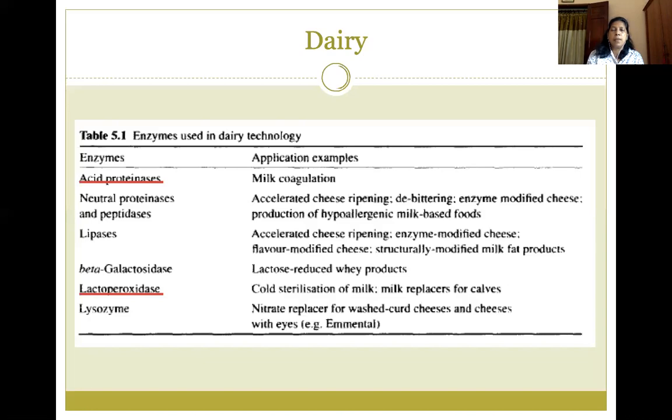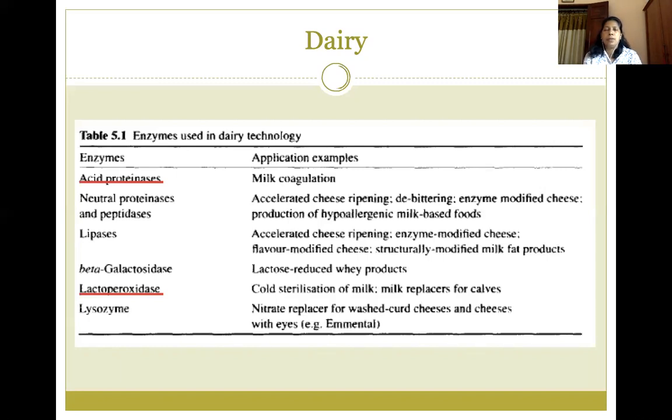So especially in this case, the different tastes, flavors, and aromas will come from these smaller molecules. Therefore, you can see the structurally modified milk fat produced, as well as the different flavors you can get in the modified cheese by using this lipase enzyme. Then beta-galactosidase, lactose-reduced whey products, and lactoperoxidase, cold sterilization of milk replacer for calves. Then the lysozyme enzyme we use, nitrate replacer for washed curd cheese and cheese with eyes.